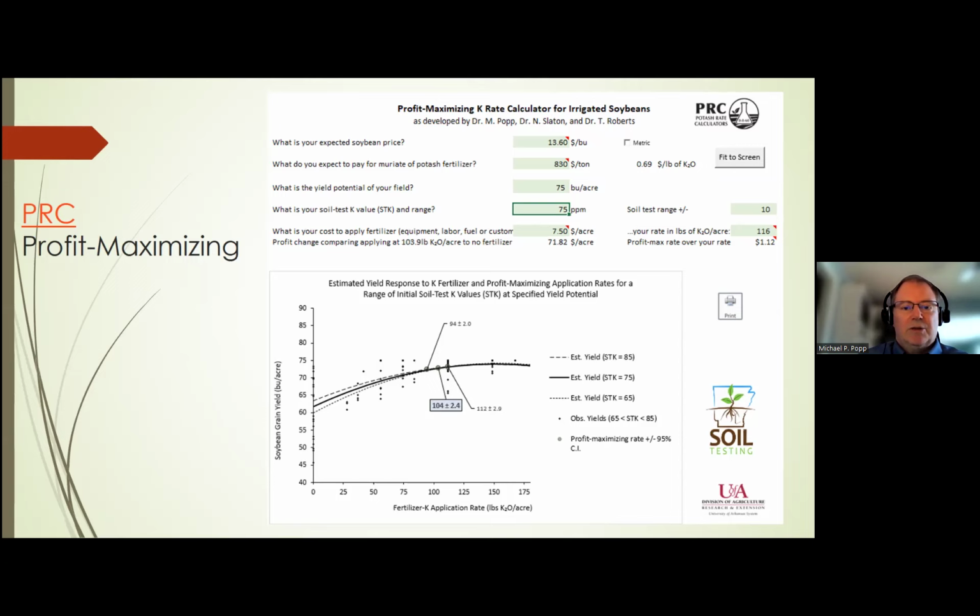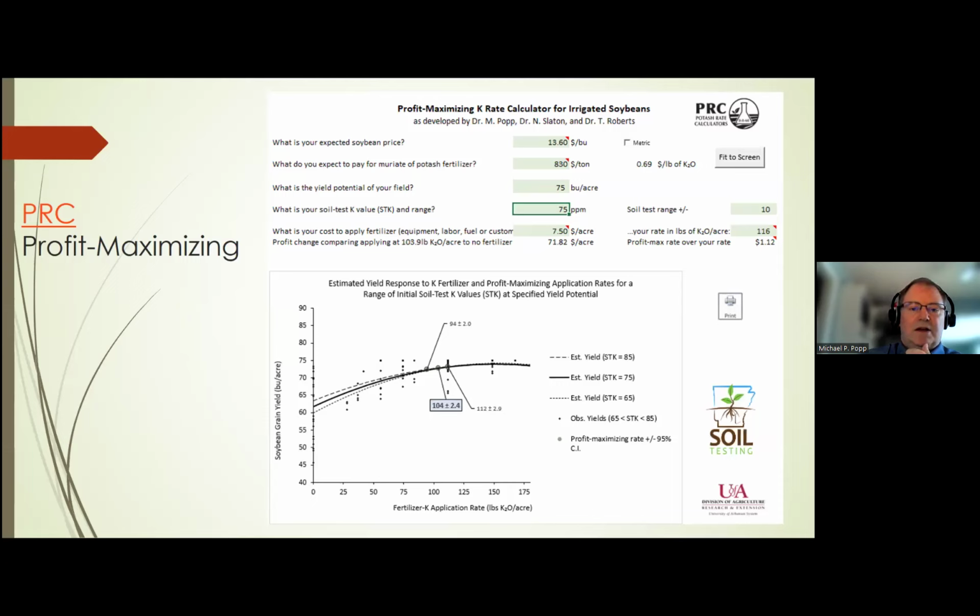until you reach the point where the extra revenue that you get from putting on an extra pound of fertilizer is equal to the cost of that fertilizer. And that is the profit maximizing rate. That profit maximizing rate is a function of the soybean price, the fertilizer cost, the yield target, and the STK that you have in the soil.